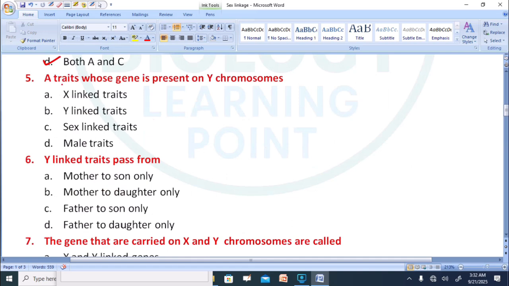The next question: a trait whose gene is present on the Y chromosome. The options are option A X-linked trait, option B Y-linked trait, option C sex-linked trait, option D male traits. So the right answer is option B, Y-linked trait.